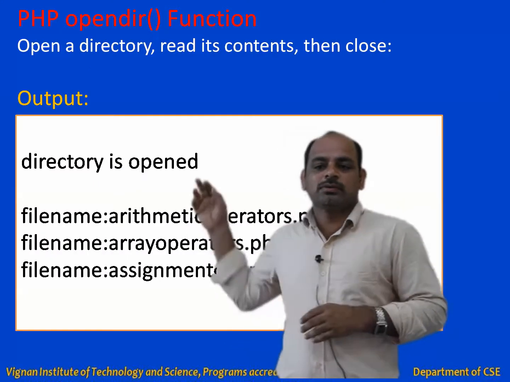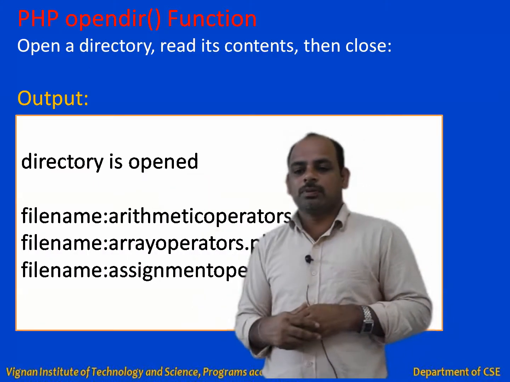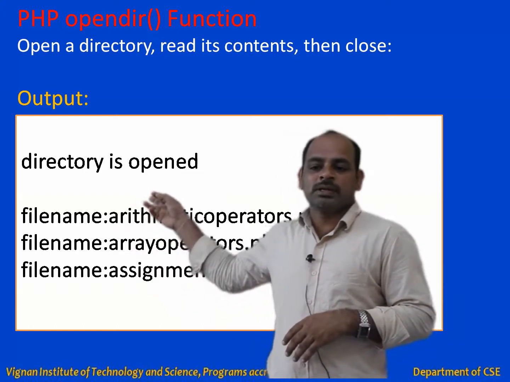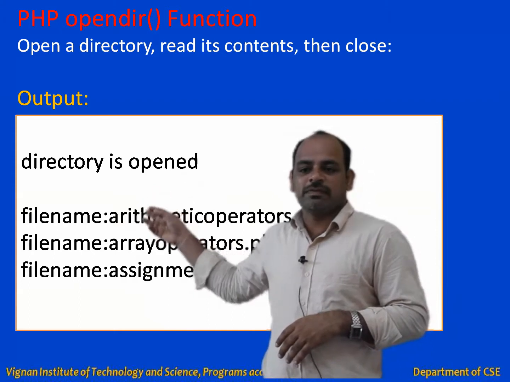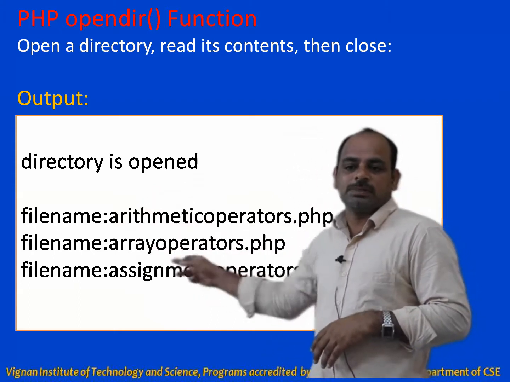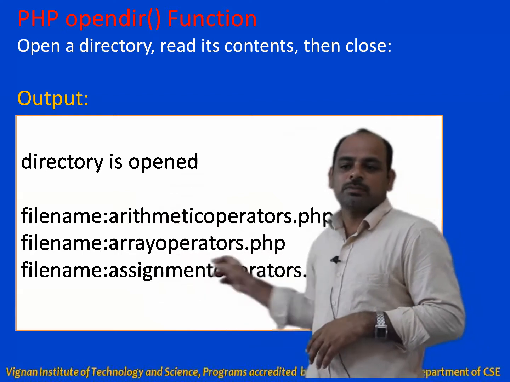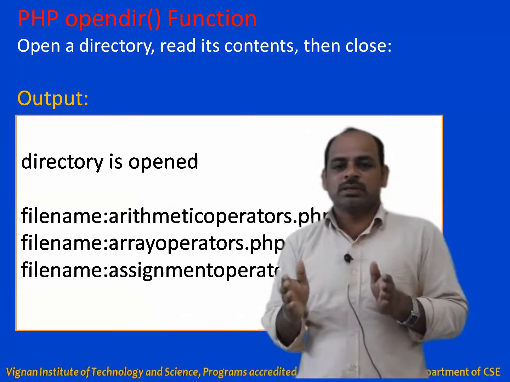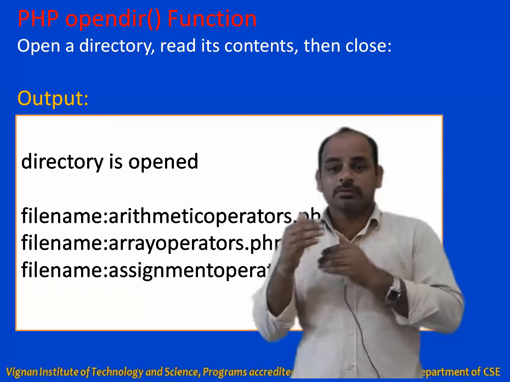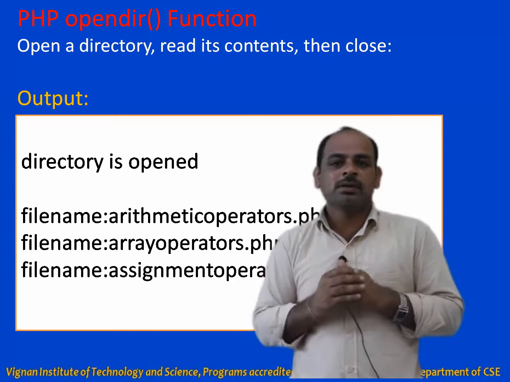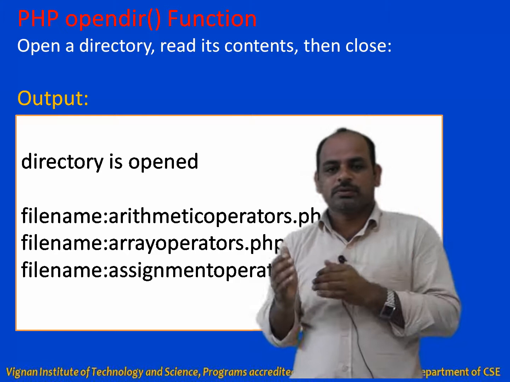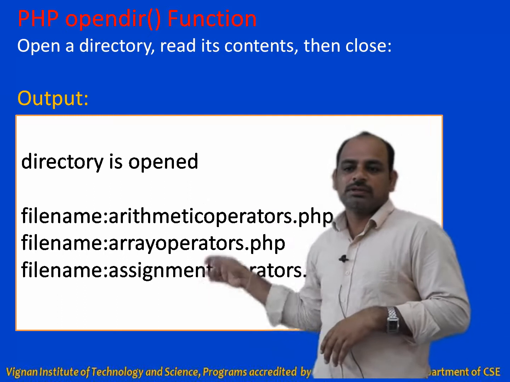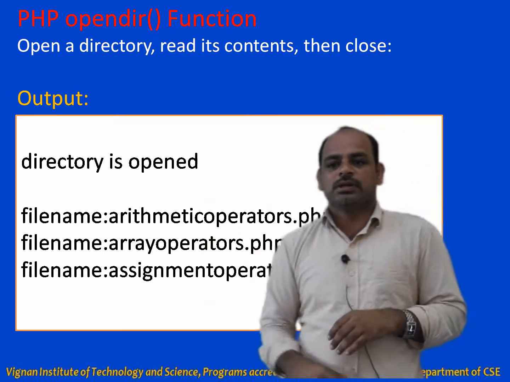So this is the output for the above program, in which the directory opened is the operators directory, that is the operators folder, which has three files: arithmetic operators.php, array operators.php, and assignment operators.php. So these three files are there in the operators directory. I'm using the term folder or directory, both are the same here. The folder itself we can also call a directory. So these are the three files available in the operators directory.